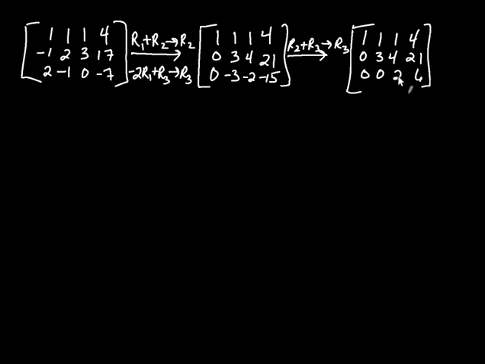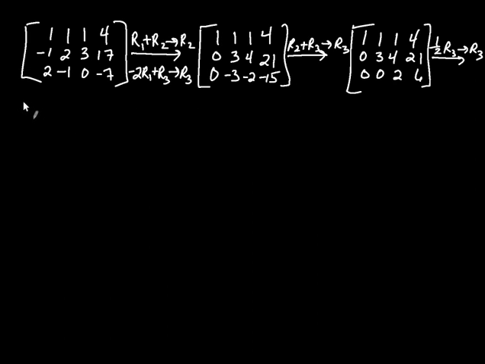Okay, and then yes, we want a 1 right here, and this one's easier to get because I can simply multiply the bottom row by 1/2. That's one of my elementary row operations, right? Multiplying a row by a constant. So I'm going to take 1/2 times R3 to give me my new R3.